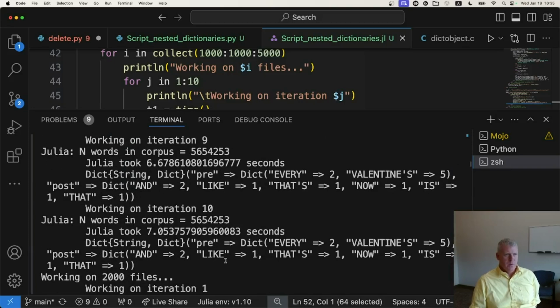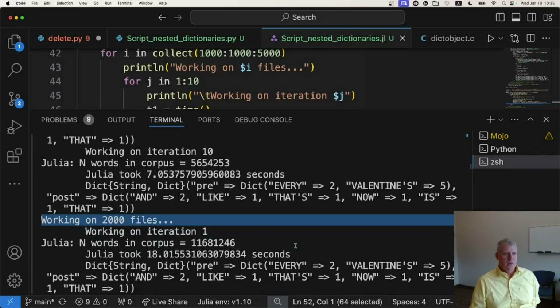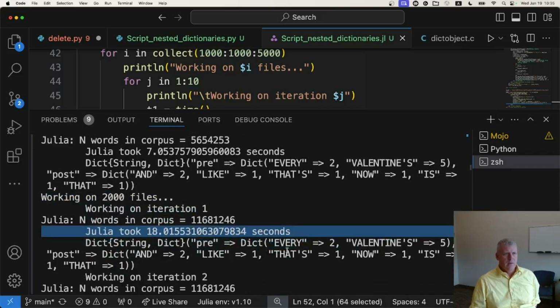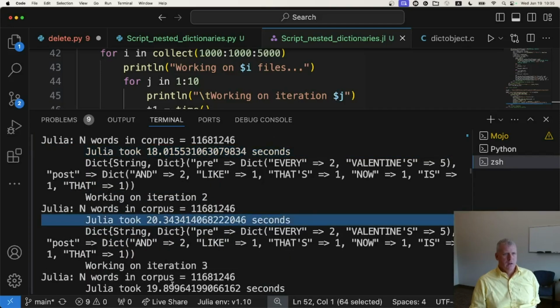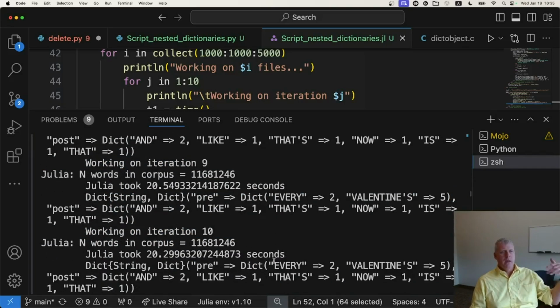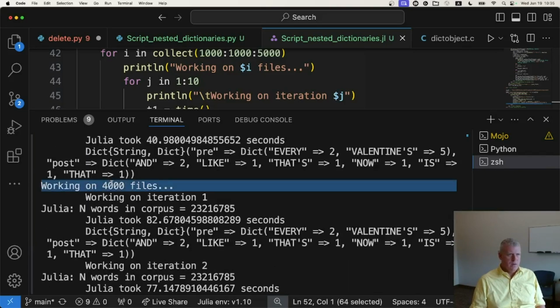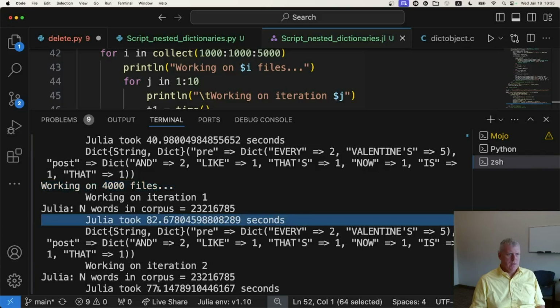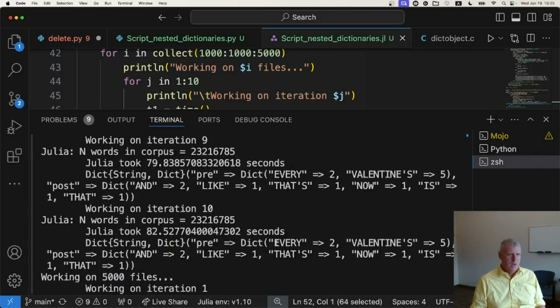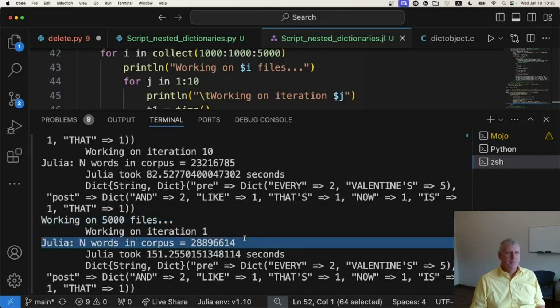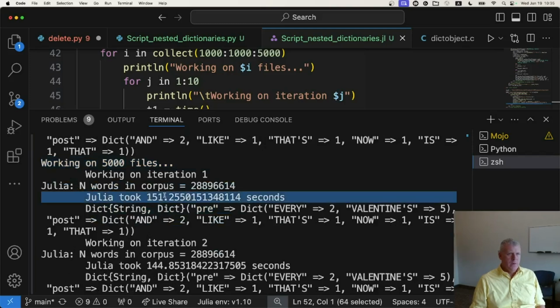And then we can jump up to 2,000 files it dealt with. And now we're at 18 seconds, 20, 19, etc., all the way down to 5,000. Let's just jump down to 5,000. There's 4,000. Cool. We're at 82 seconds, 77 seconds. Okay. And then 5,000 files. We're at 151 seconds. So 2 minutes and 30 seconds, right?